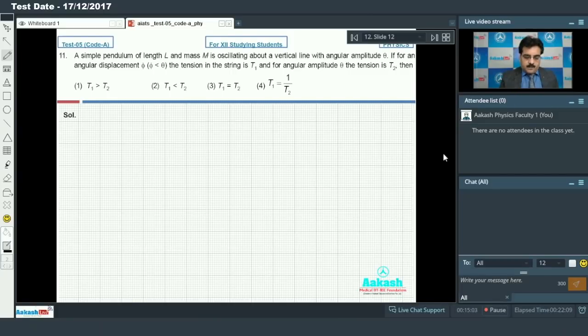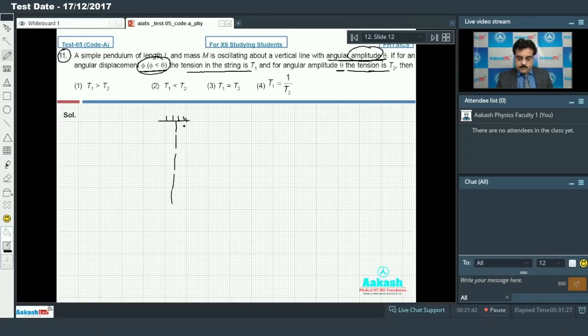So if I go for question number 11, a simple pendulum of length L and mass m is oscillating about a vertical line like this with angular amplitude theta. This is a very important point, amplitude. For an angular displacement phi less than theta, you have to be very careful about this point. The tension in the string is T1, and for angular amplitude theta the tension is T2. Then we need to calculate the relation between these two.